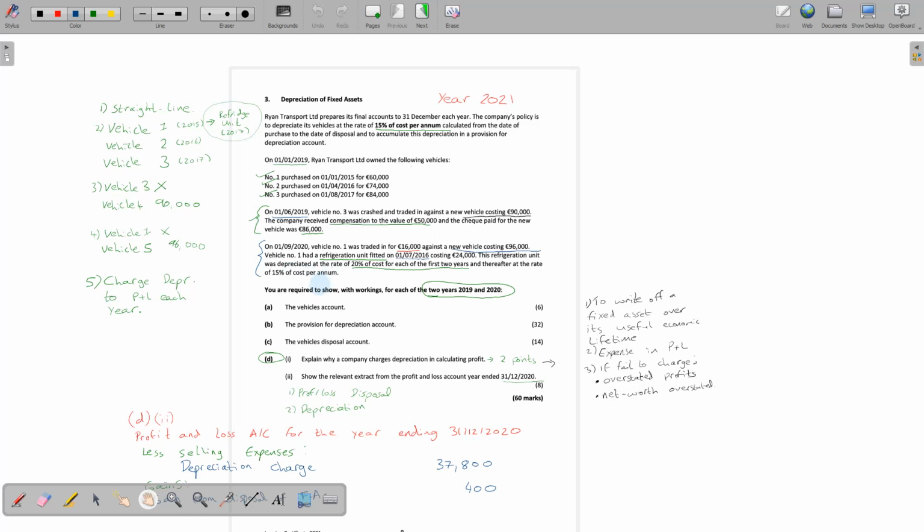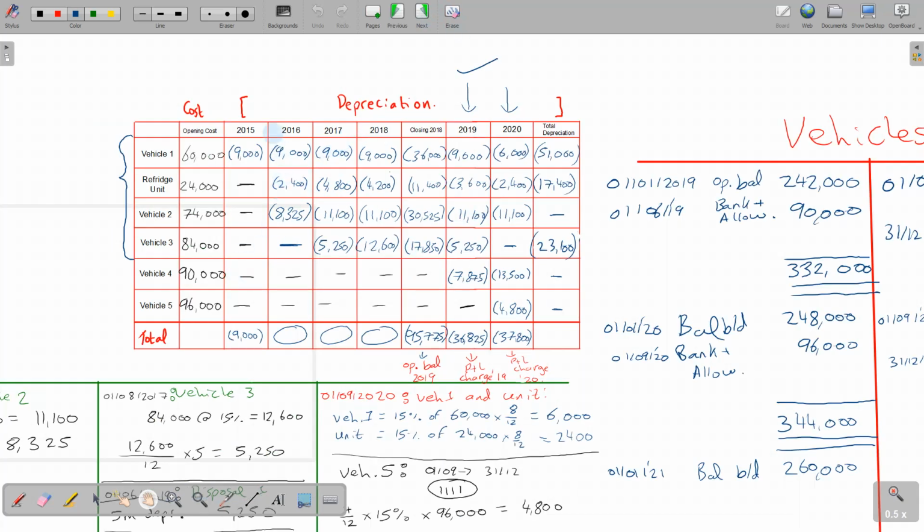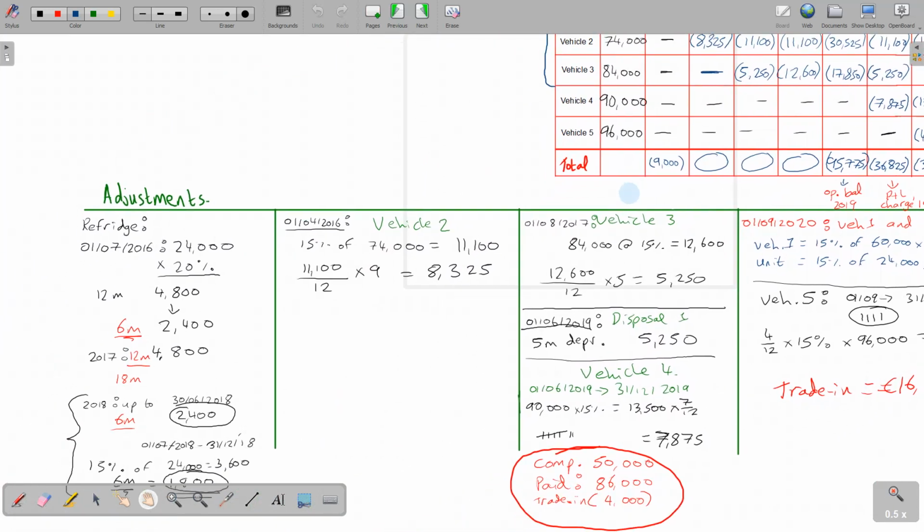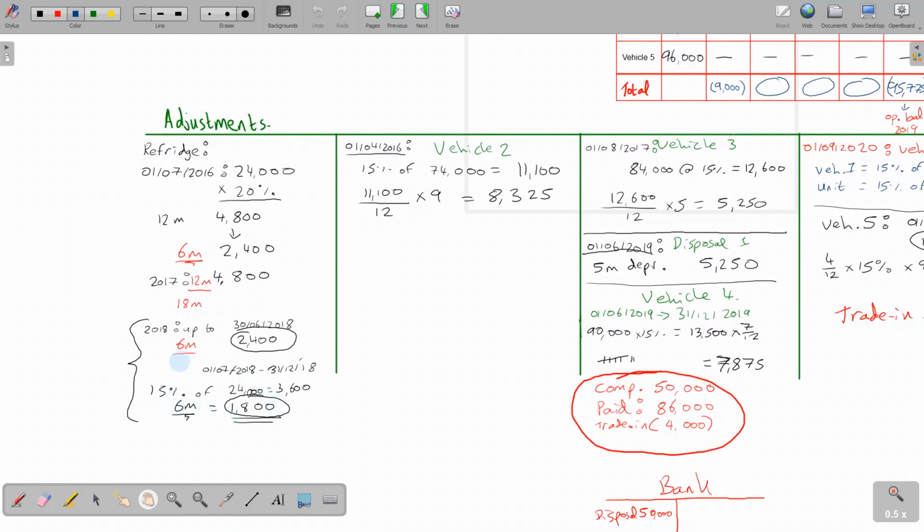As well as that, the different rate of depreciation, so 20% for the first 2 years and thereafter 15%. What was really tricky there was that in 2016, it's going to be half of that 20%. Then in 2017, it's going to be a full year. So that's only 18 months. So the other 6 months that we're charging 20% is going to be in 2018, and the other 6 months in 2018 is going to be 15%. So that's this amount here.